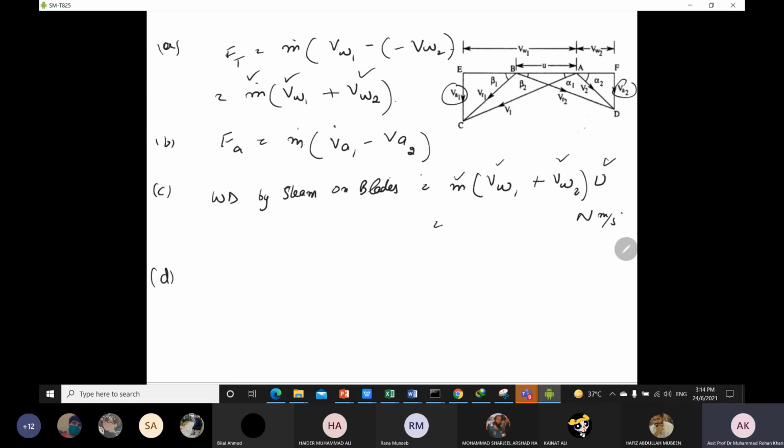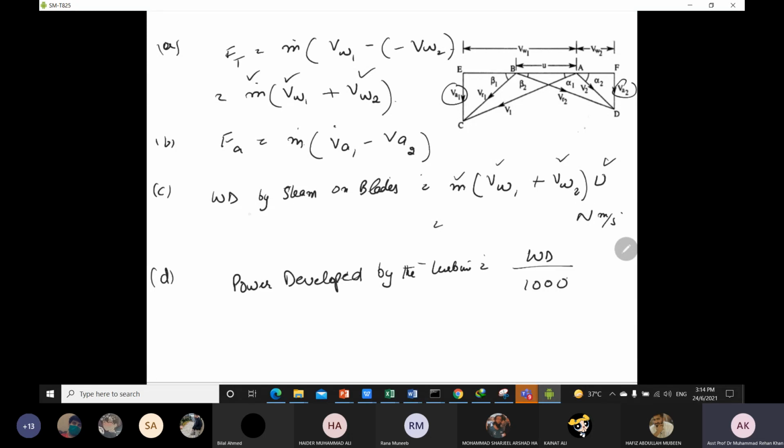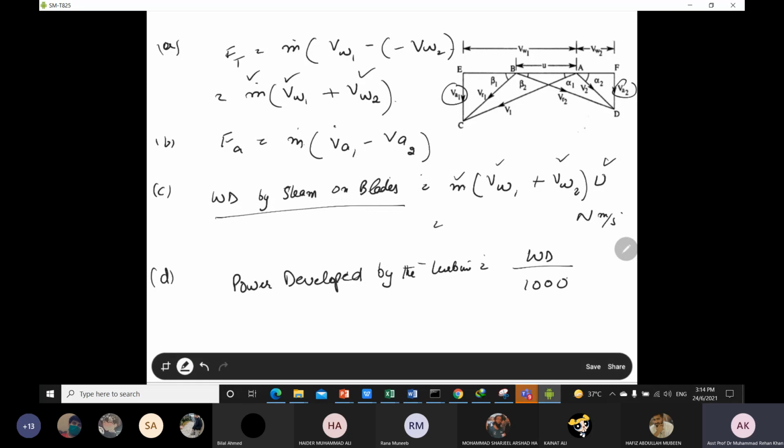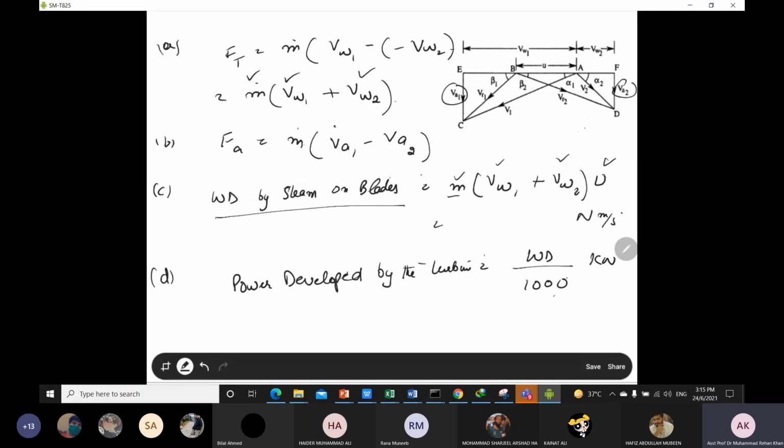Newton meter per second is watt. Similarly, if we want to find the power developed, the formula is work done divided by 1000. Basically, this work done by steam on the plate divided by 1000 is converted into kilowatt. So we can use the same formula, m into VW1 plus VW2 into U, find the work done and divide by 1000, so we get it in kilowatt. That is the power developed by the turbine.